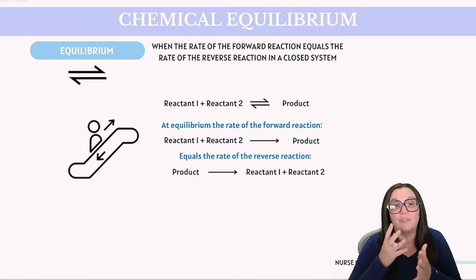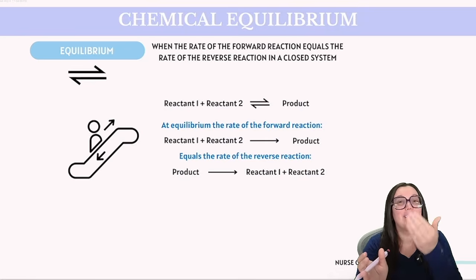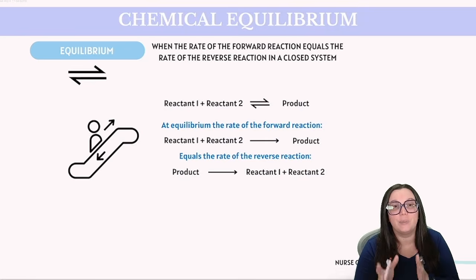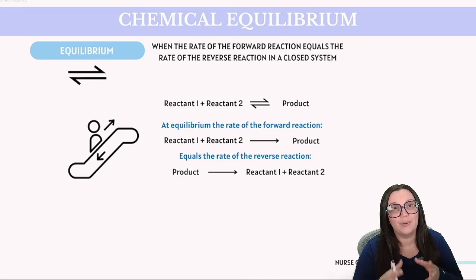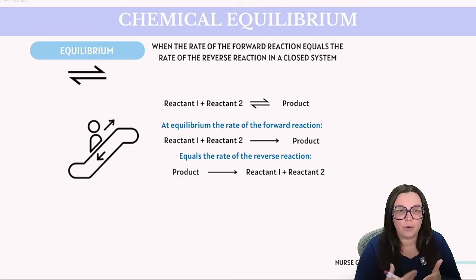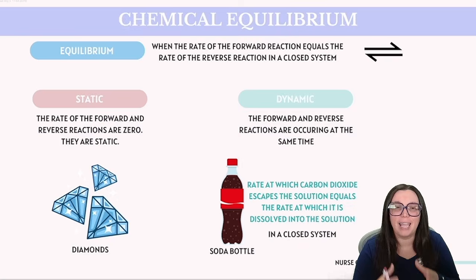Consider the analogy of climbing up an escalator that is moving downwards. If your speed matches that downward speed of the escalator, you are going to remain in the same place. Despite your best efforts to ascend, that escalator's downward trajectory is going to keep you stationary. So equilibrium can be classified in two categories: static and dynamic.